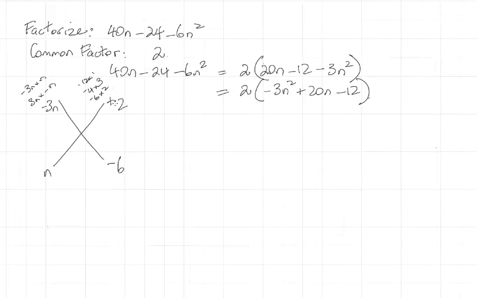So it doesn't matter which one you multiply along first. I'll multiply along this one first. So negative 3n times negative 6 is plus 18n. And then multiply along that way, and I get plus 2n. And bingo, looks like negative 3 times negative 6. That's not equal to 20.